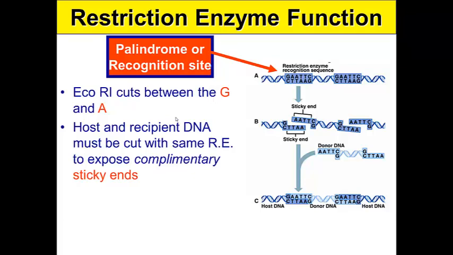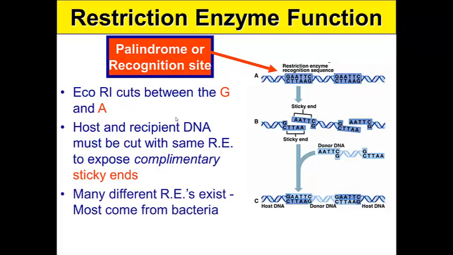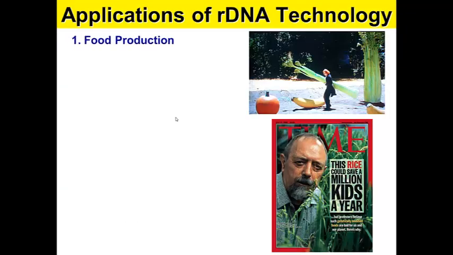There are more than one type of restriction enzyme. EcoR1 is not the only one. GAATTC is not the only recognition site, so don't get confused about that. It's just an example. Many different restriction enzymes exist. Most come from bacteria. What are some applications of DNA technology?